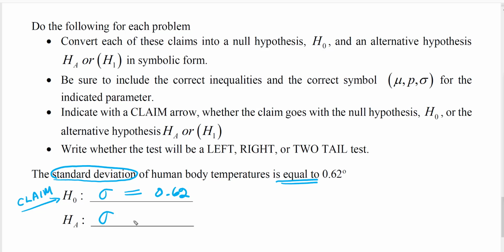Our alternative hypothesis then is the does not equal to symbol, and that indicates if it's not equal to, that it's going to be a two-tailed test. Also, that means we're going to assume that our population standard deviation is going to be equal to 0.62.